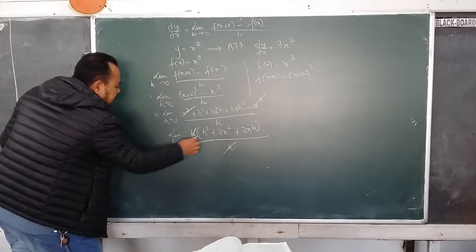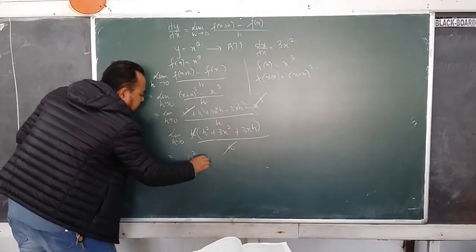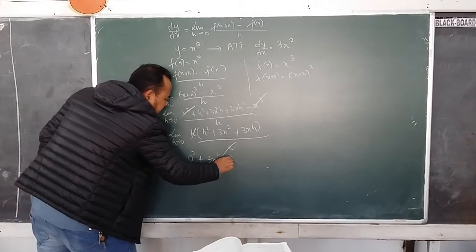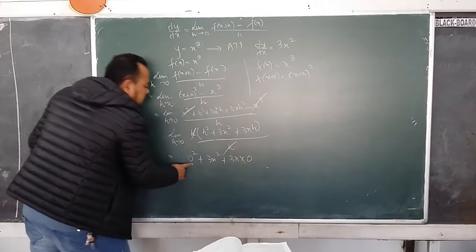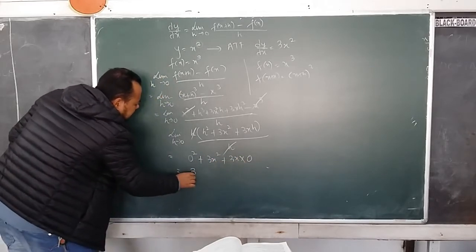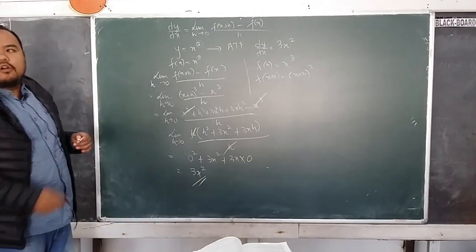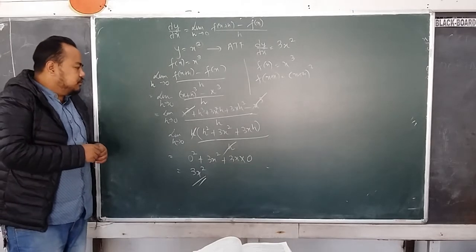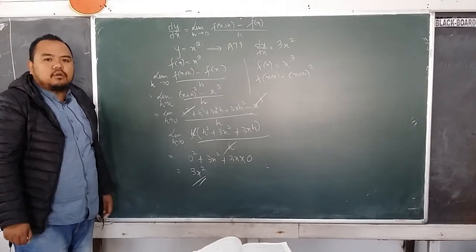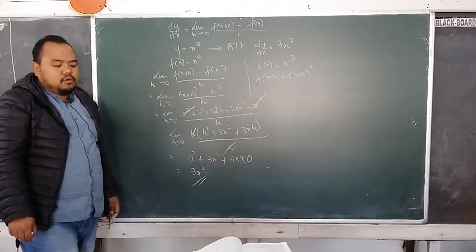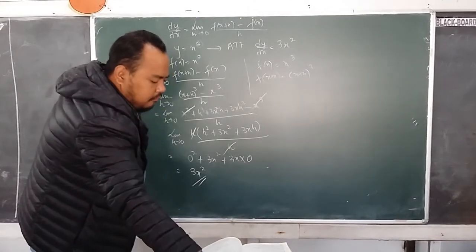Now put the value of h. So what do you get? 0 square plus 3x square plus 3x into 0. So 0, so this also 0. So what is your final answer? 3x square, which we had already got using the formula. Is that clear, my dear students? So this is how you are going to solve a question on first principle of derivative.